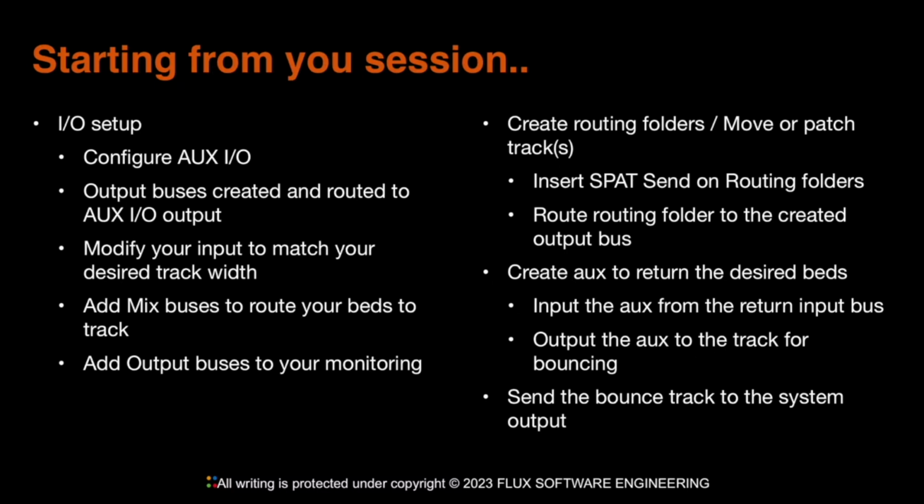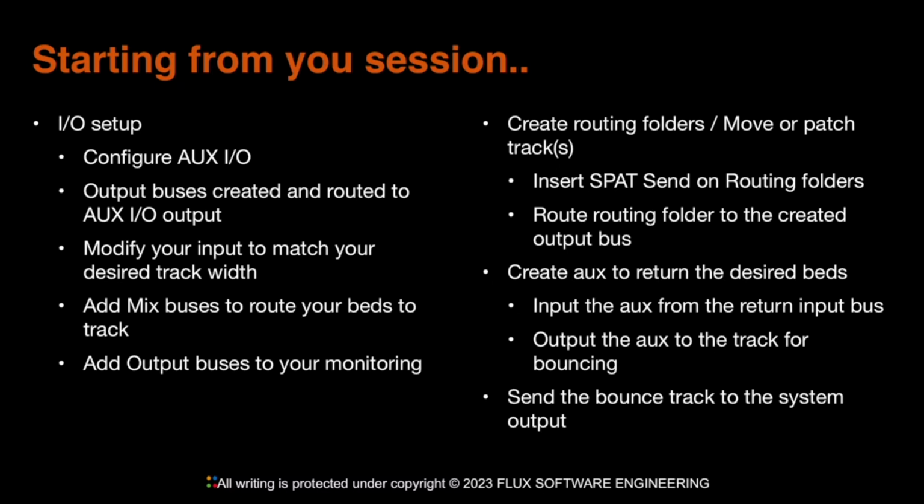So from a straight session, you're going to modify your input to match your desired track width. We just did this, the 712, right? We had a bunch of mono stereo. We deleted it. We made the track width that we want for input for return. We're going to be adding our mix bus, to route our beds to tracks, right? So we have these mix buses, these auxes that are the SPAT return. We make sure that we have these buses to send from the bus to the actual track to bounce. And again, we'll have outputs such as the binaural output that I sent you before for monitoring. So that's the I/O setup story.